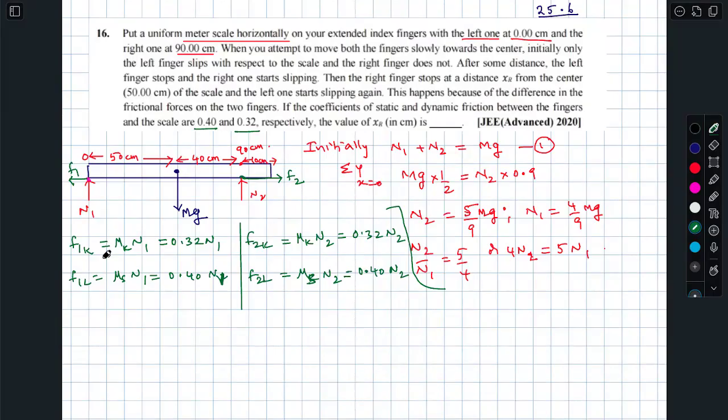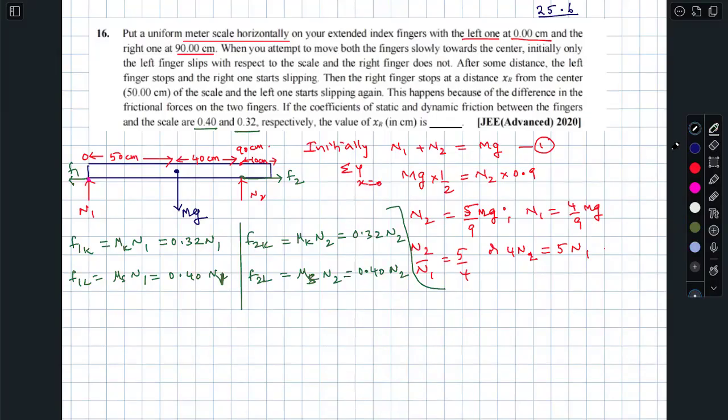ఒకసారి ఫ్రిక్షన్స్ చూడండి అంతా. మీరు మూవ్ చేస్తూ ఉంటే I know you are moving, but every time this ratio is maintained. So therefore, first slipping start అయ్యేది ఎక్కడ అంటే left hand.